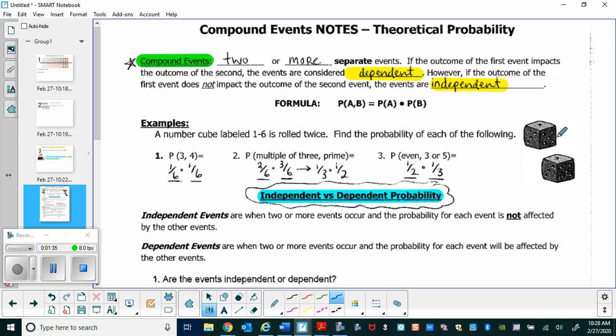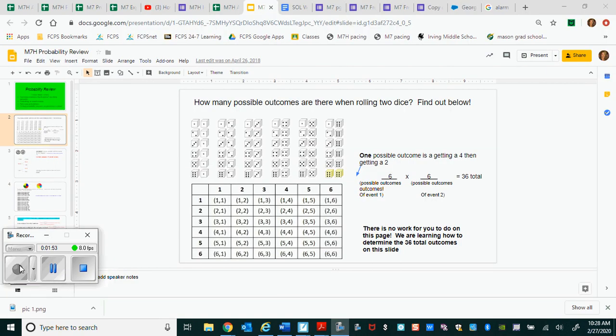On one of these things right here, the chances of us getting a 3, there's a 1 in 6 chance that we're going to get a 3. Now the chances that we're going to roll a 4 on the other one, there's a 1 out of 6 chance with that. So what we can see here is that there's going to be a 1 out of 36 chance that we'd get a 3 and then a 4.